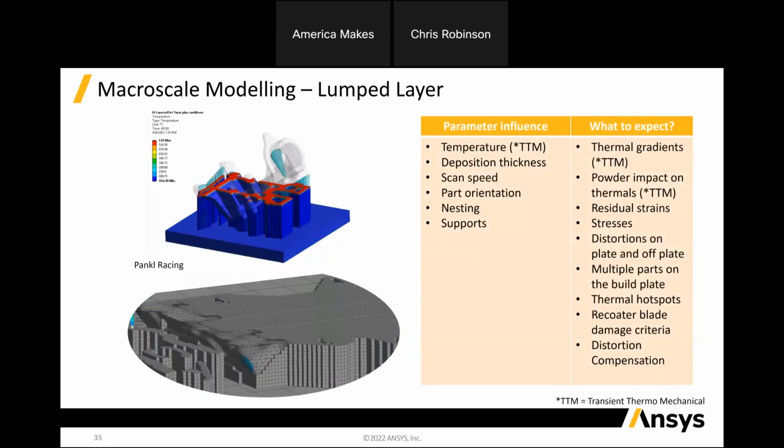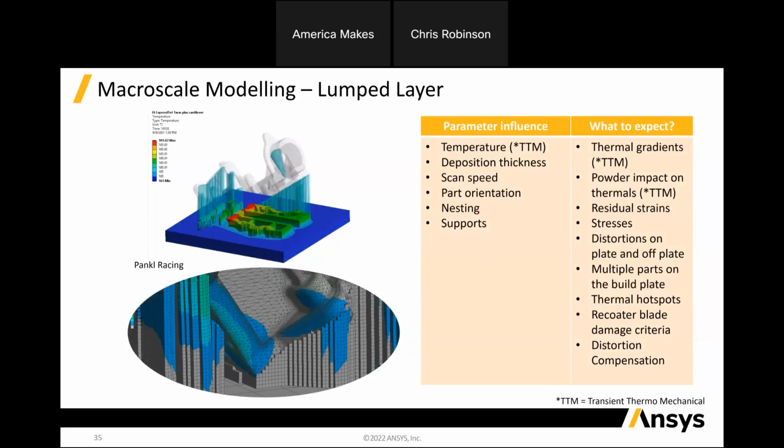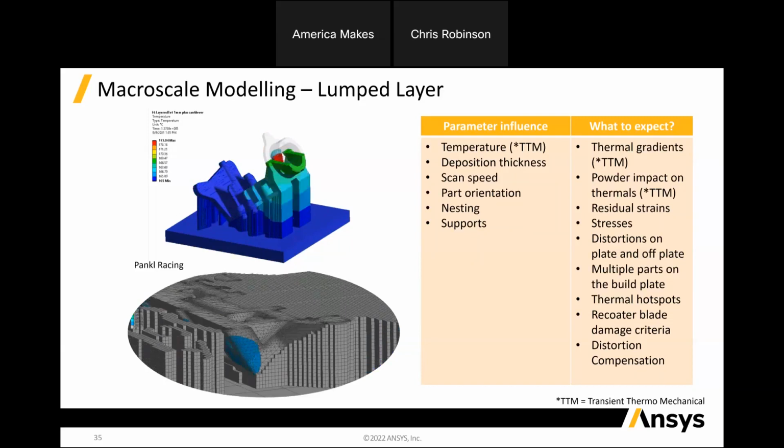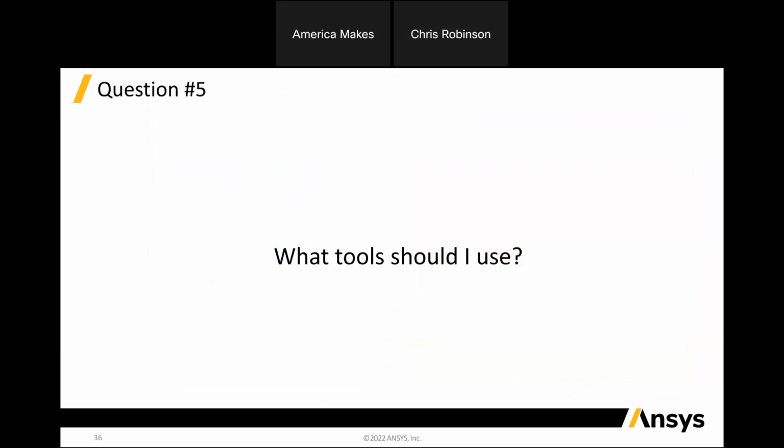So some of the things that you can get out of this are things like thermal gradients. You can look at the powder impact on the thermals. What are you going to get for temperatures? You can get residual strain, stresses, distortion on and off plate before and after heat treatment. You can have multiple parts on the plate. You can look at hot spots, recoater blade, and as I've talked about several times, that distortion compensation is really valuable.